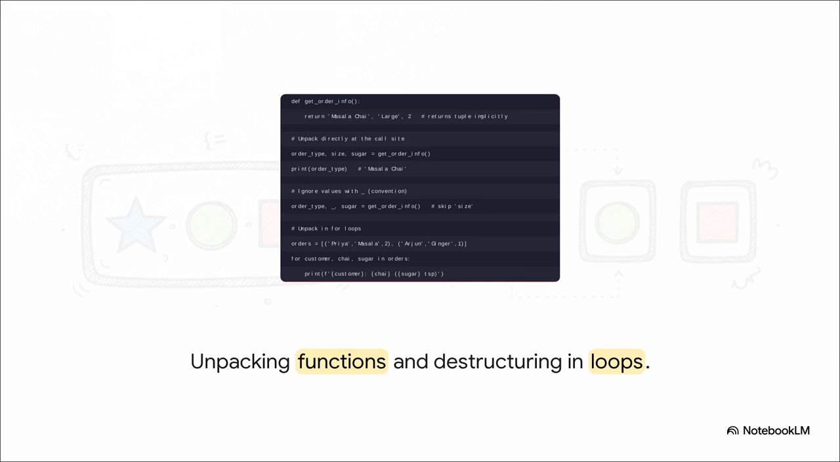Instead of assigning that to one clunky result variable and indexing it, we just unpack it right into order_type, size, and sugar. And if you look down at the bottom, we're actually destructuring customer order tuples cleanly inside a standard for loop. Instead of writing for order in orders and extracting order[0], order[1], we just say for customer, chai, sugar in orders. It literally reads like plain English.